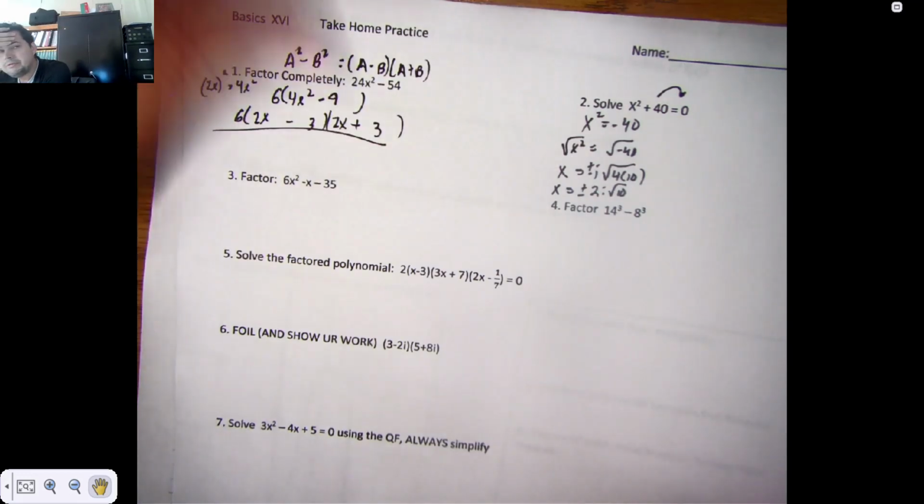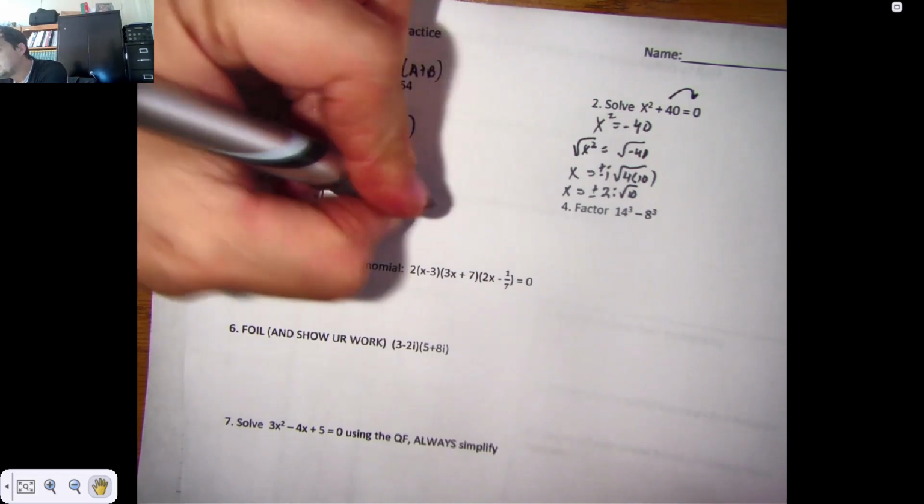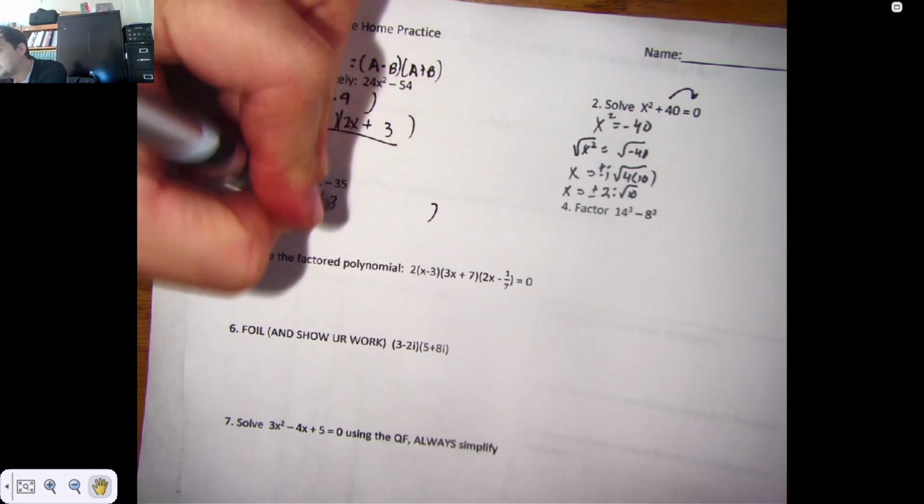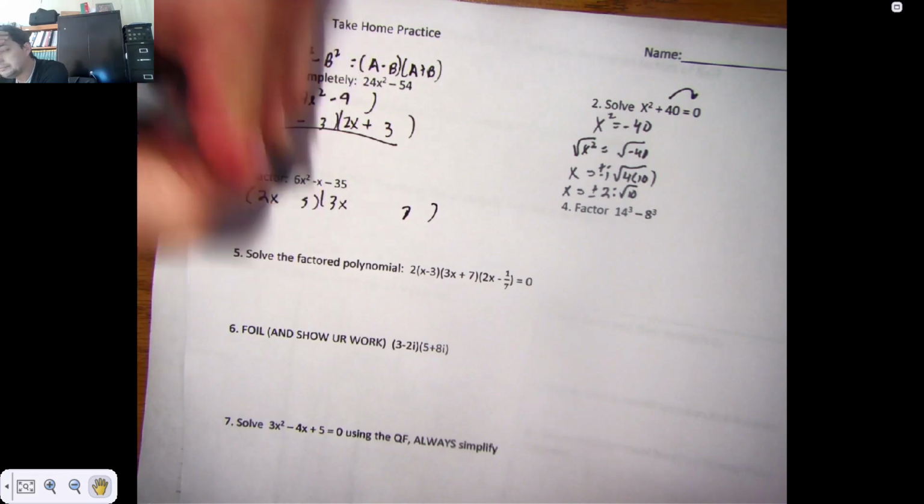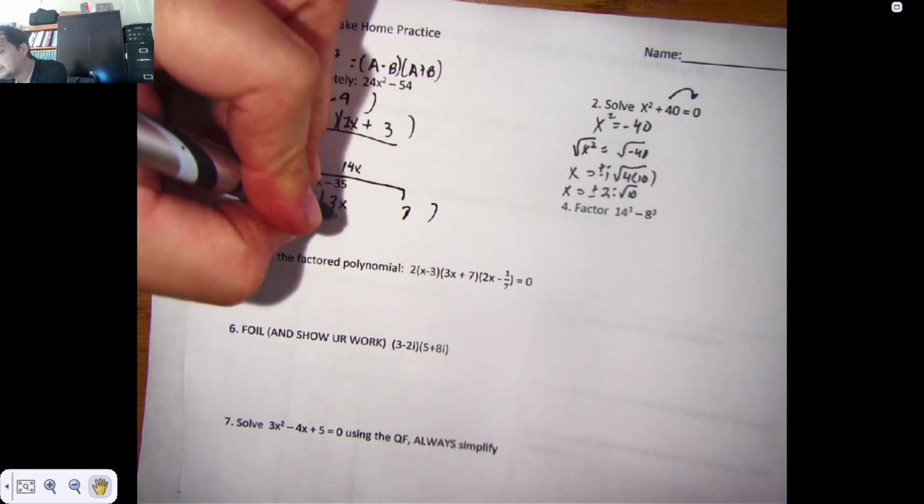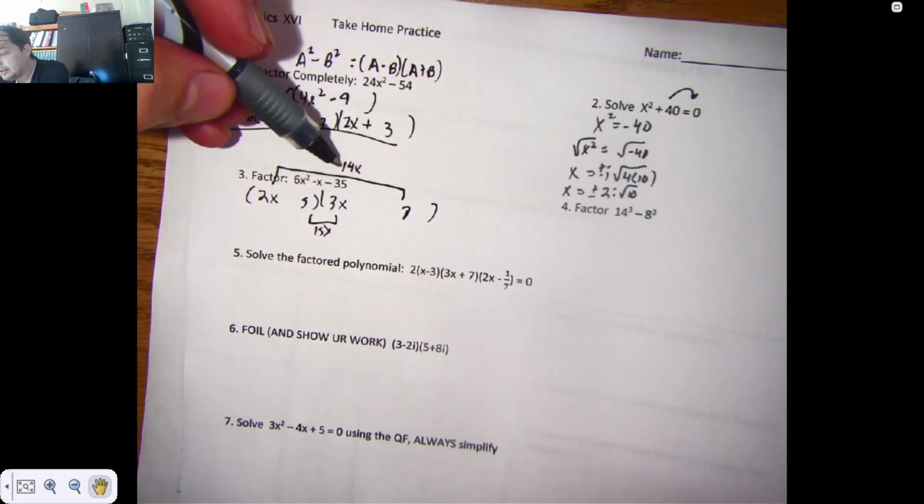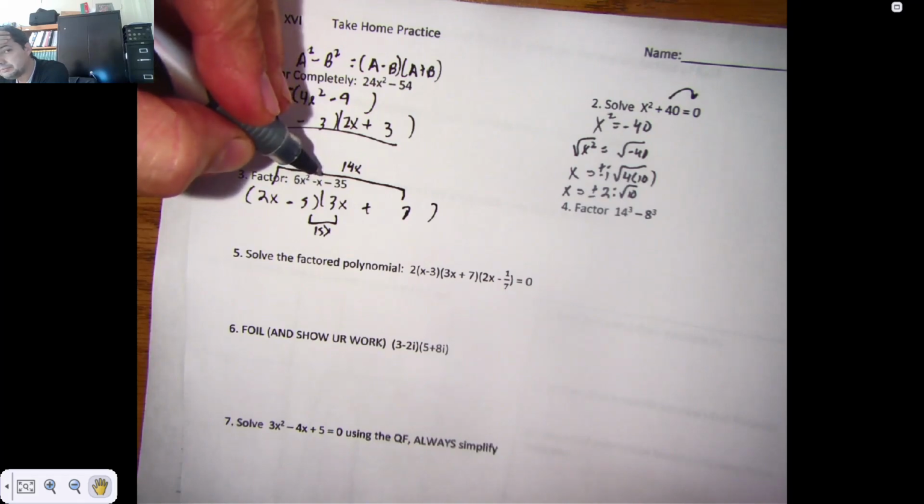That was a solve. This is a factor. It's just straight up guess and check. Lots of ways to make a 6x. I'm going to go with 2x and 3x. To make a 35, probably 7 and 5. It's the only factors I can think of, and you just got to think about placement. I'm going to go here and here. The reason I went there and there is because the outside would make 14x and the inside would make 15x. And I know that 14 minus 15 is negative 1. So that's factored. All right.